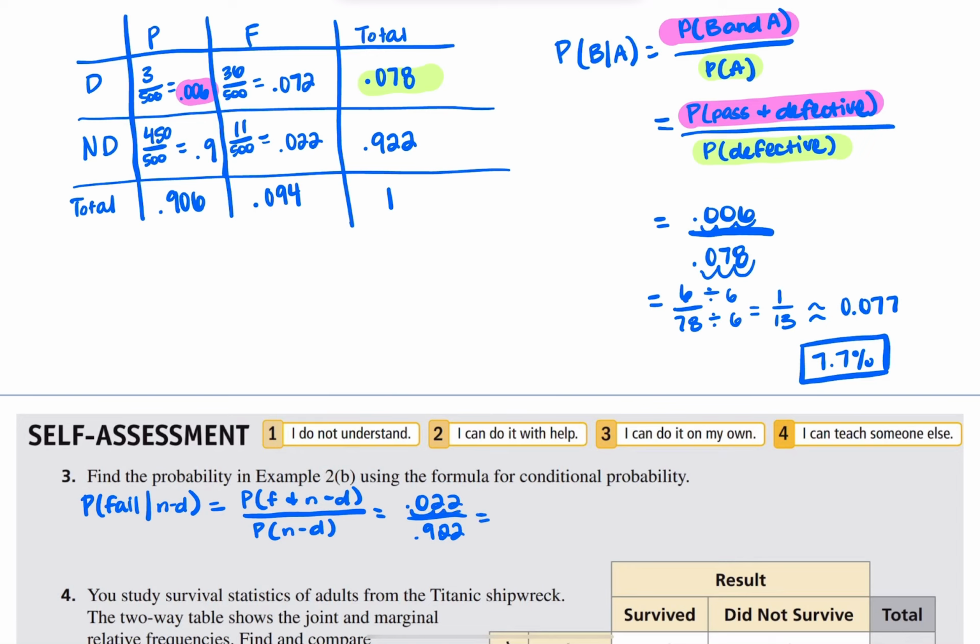We're going to move our decimal place over 3 times. So we'll have 22 over 922. We can divide both of those by 2 and make our fraction 11 over 461. Or we can write it as a decimal, about 0.024 or 2.4%.